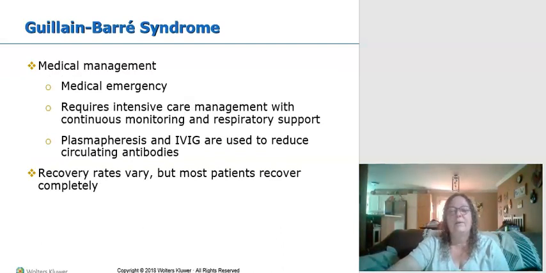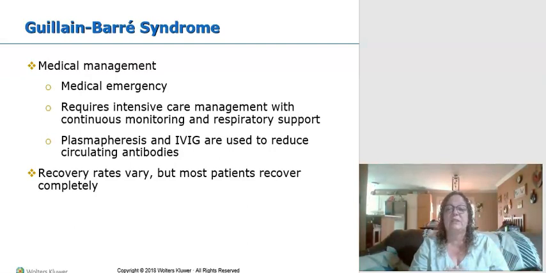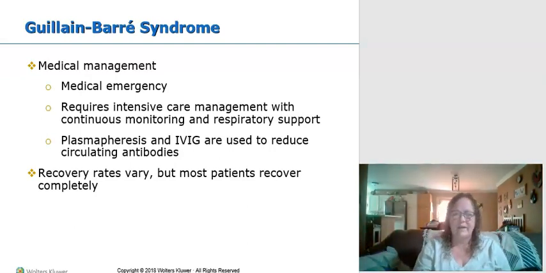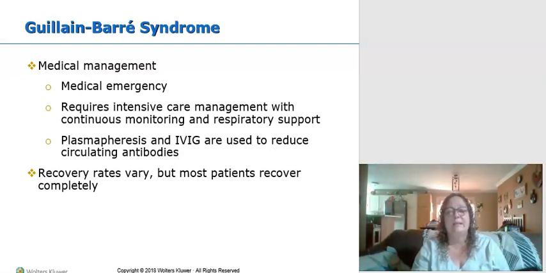So Guillain-Barré, this is a medical emergency. It requires intensive care management with continuous support, monitoring, and respiratory support. May do plasmapheresis and IVIG are used to reduce the circulating antibodies. Recovery rates vary, as does the severity, but most patients recover completely.